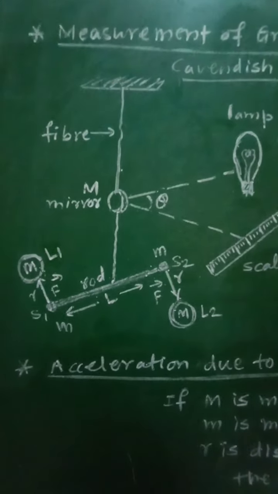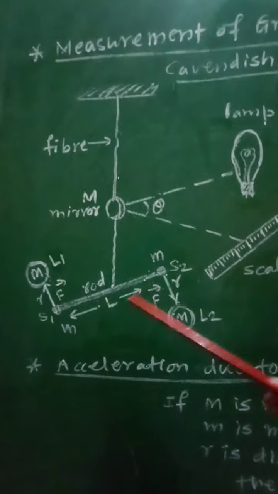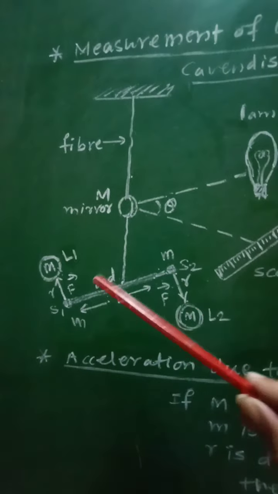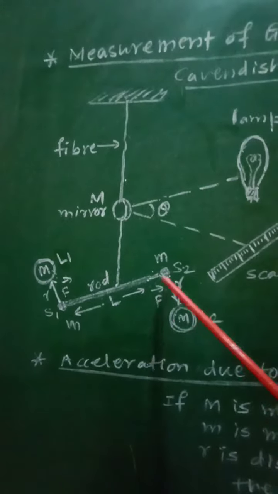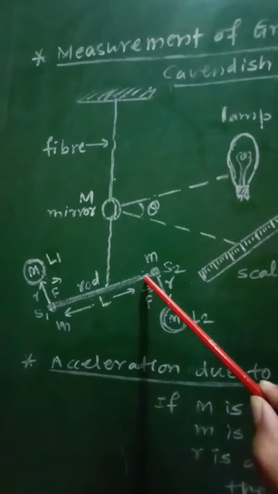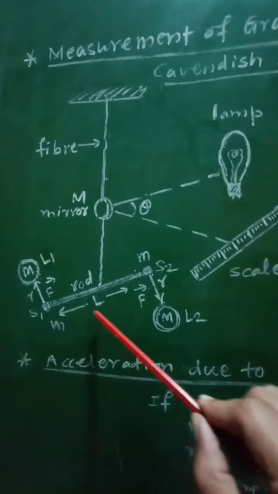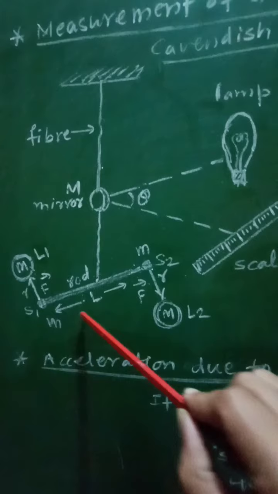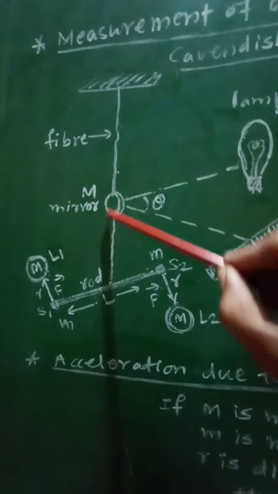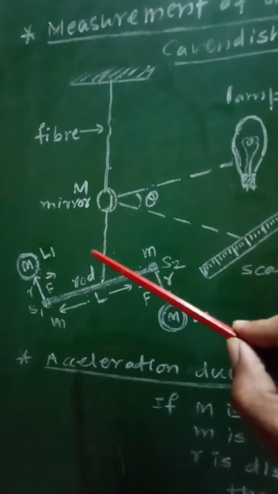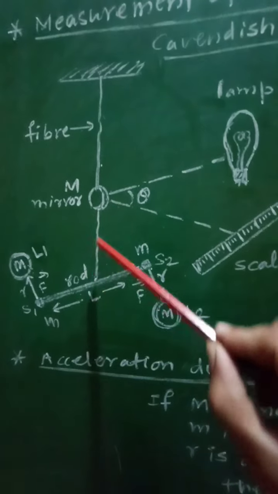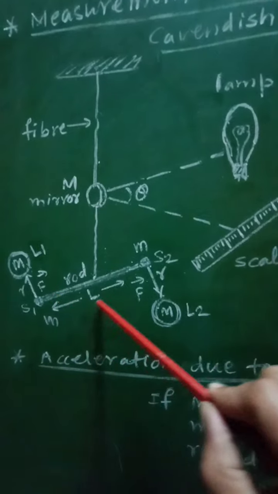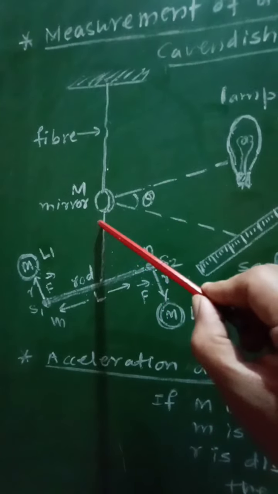So in this case, when these two forces F and F, equal in magnitude and opposite in direction, are acting at two ends of this rod, they will give rise to a couple. Due to that couple or the torque, this rod will get turned. Due to the turning of this rod, the fiber will get twisted till this deflecting torque becomes equal to the restoring torque.